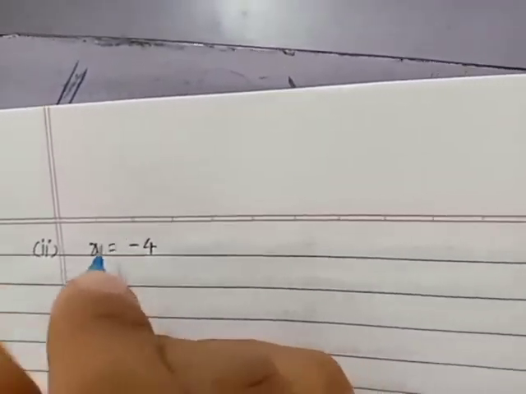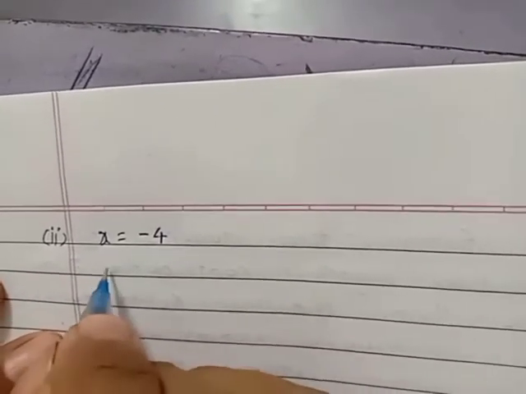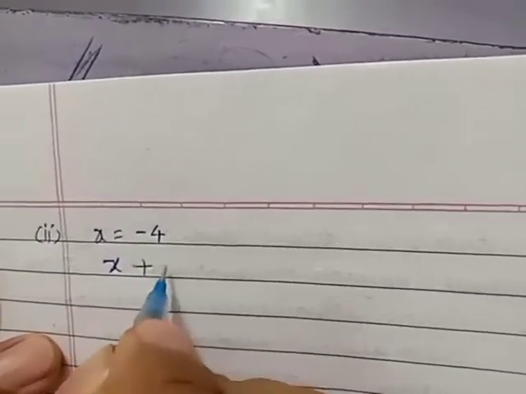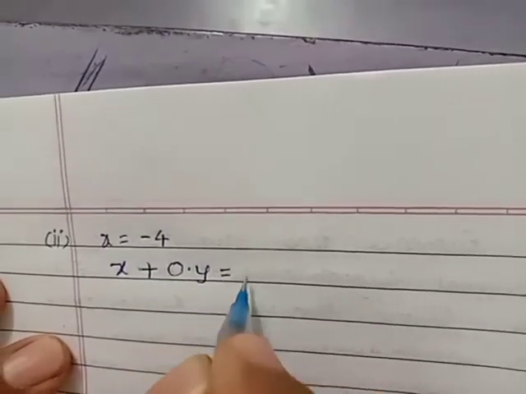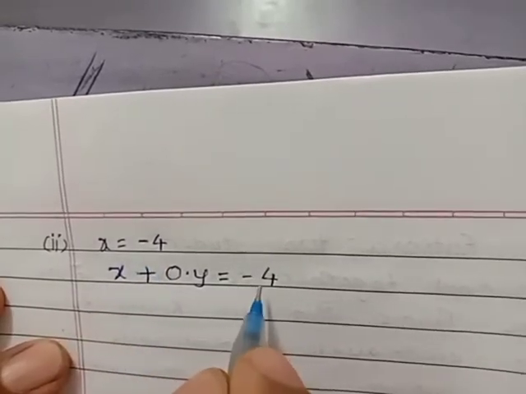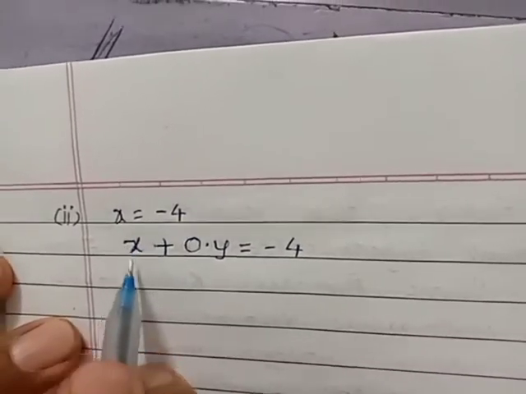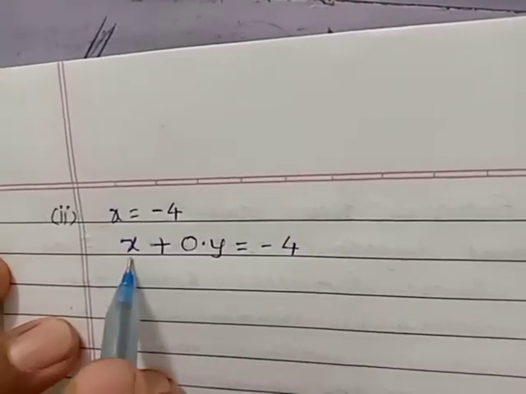Now we'll solve the second part of the question. Now we have got the value of x as minus 4. This can be written as, you remember, ax plus by plus c. So x plus 0 into y. Why? Because the y variable is not there. And the answer of this is minus 4. So this can be written in this form. This is a linear equation in how many variables? 2 variables, where the variables are x and y.